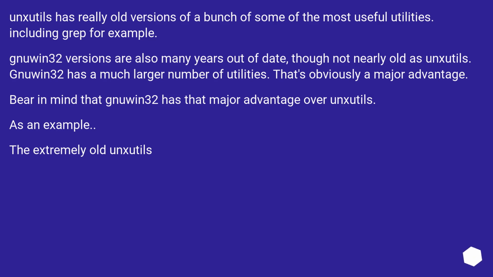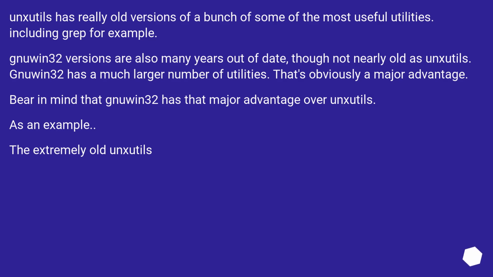UnxUtils has really old versions of some of the most useful utilities, including grep for example. GnuWin32 versions are also many years out of date, though not nearly as old as UnxUtils. GnuWin32 has a much larger number of utilities. That's obviously a major advantage. Bear in mind that GnuWin32 has that major advantage over UnxUtils.